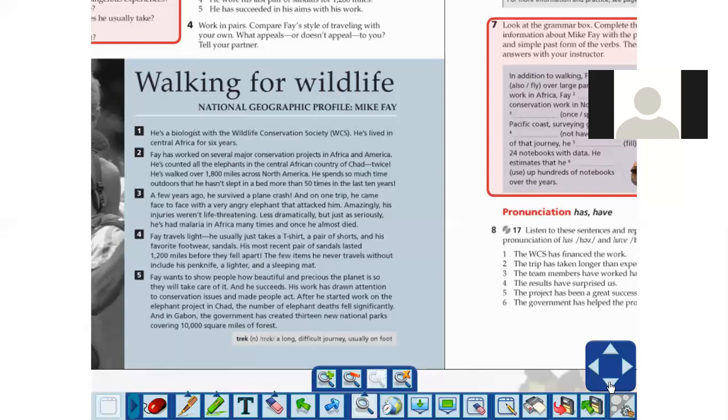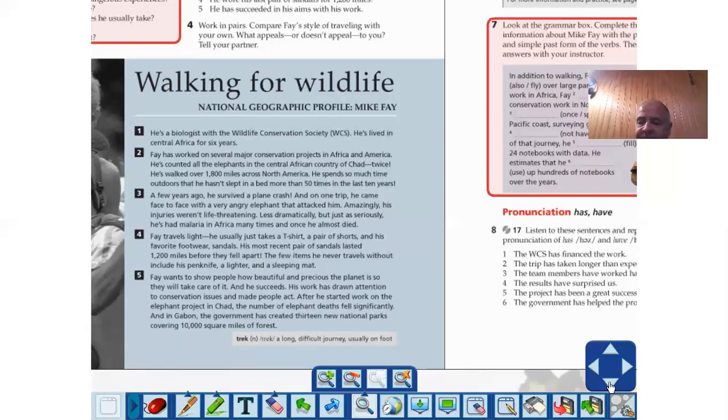Fay wants to show people how beautiful and precious the planet is, so they will take care of it, and he succeeds. His work has drawn attention to conservation issues and made people act. After he started work on the elephant project in Chad, the number of elephant deaths fell significantly. And in Gabon, the government has created 13 new national parks covering 10,000 square miles of forest.